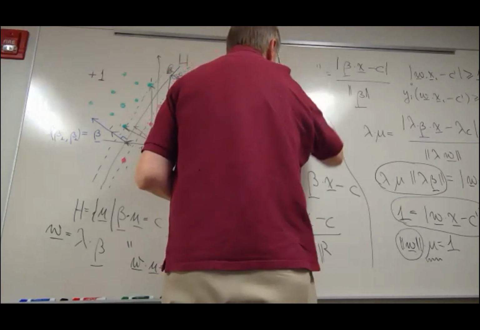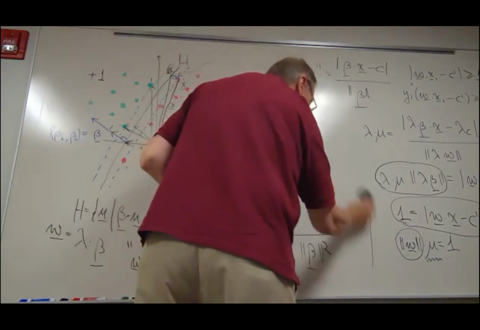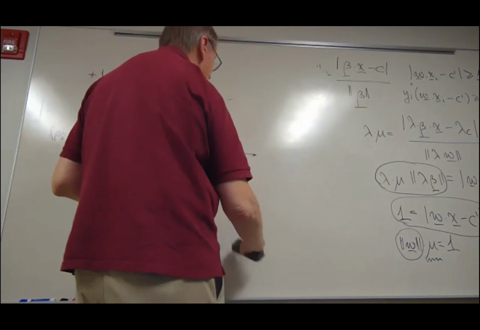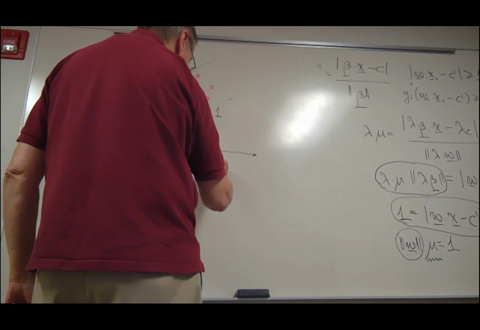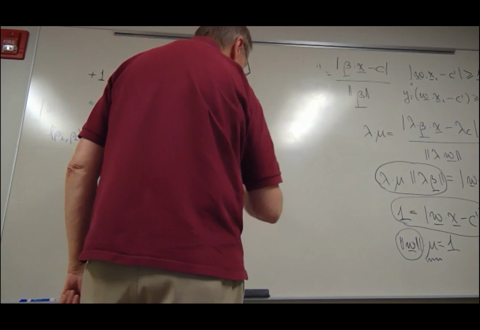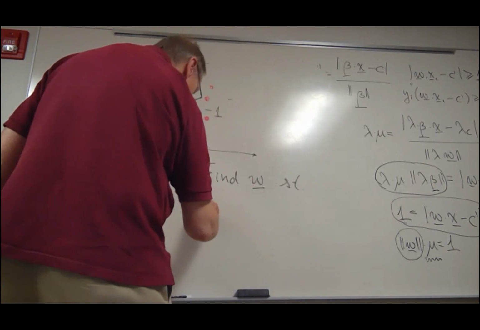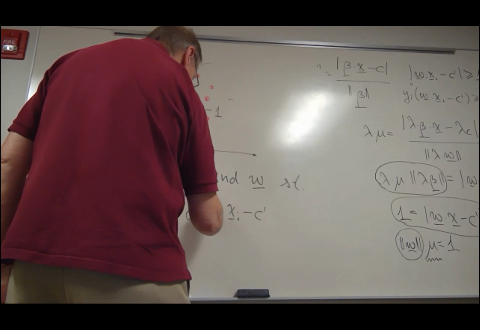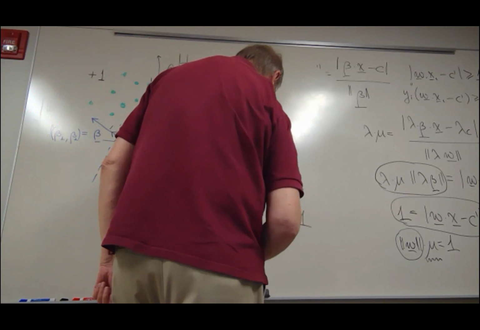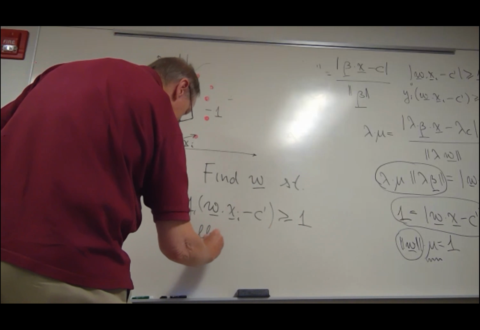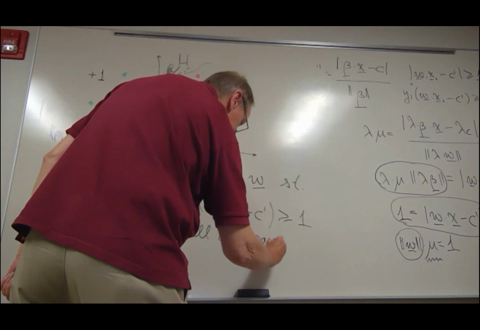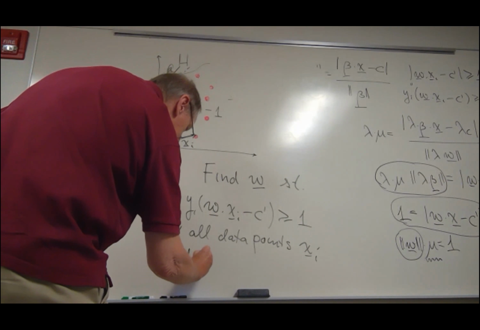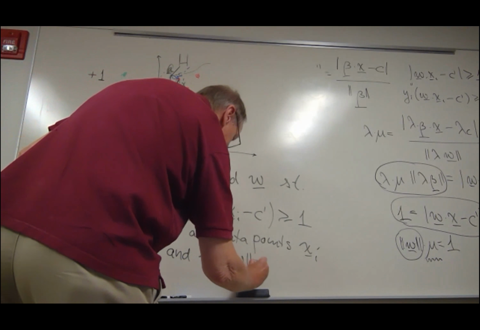So the mathematical problem that we end up with for this geometric problem is to find w such that w dot xi minus c prime times yi is bigger than or equal to 1 for all data points xi, and such that the norm of w is minimal.